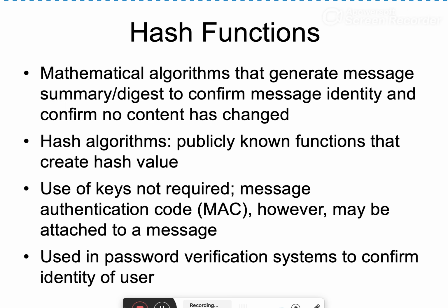But when we are using hash functions to generate a message authentication code, then we will need to use a key to create that MAC. And which key is used? Symmetric encryption keys are used for calculating and verification of MACs. The applications of hash functions are password verification systems to confirm the identity of a user, and also the calculation of MAC. So these are the two most widely used applications of hash functions.